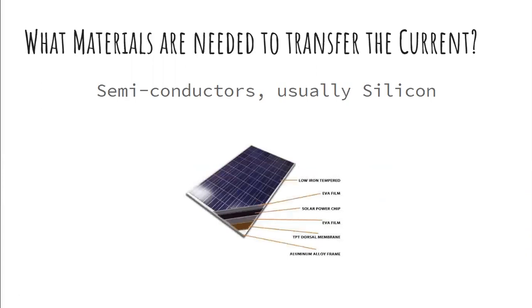The materials that we need to transfer the current are usually semiconductors, and it's often silicon. I'll go over why we use semiconductors, but before that, let's review what conductors are and what conduction is.